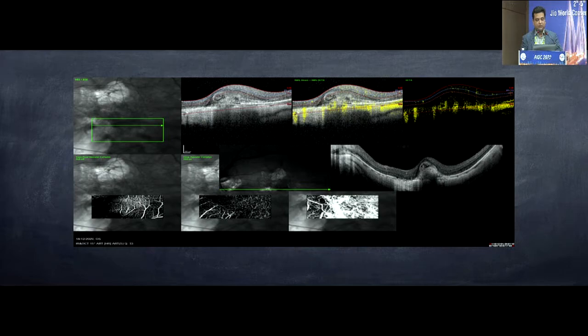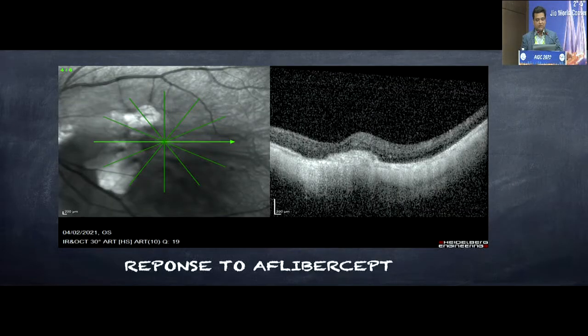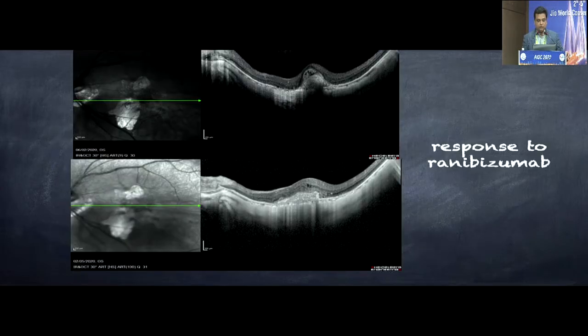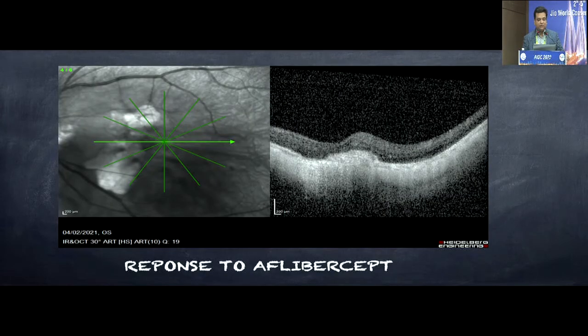So these were the earlier pictures. This was the response to aflibercept. With one dose of aflibercept, it did well, and it is still maintaining quite well. So sometimes we need to switch injections to understand. It's not always the same molecule which will work, so we can keep changing the molecules to understand the response to the disease. This was the response to ranibizumab when I was using ranibizumab in the same case, and this was the response with aflibercept.